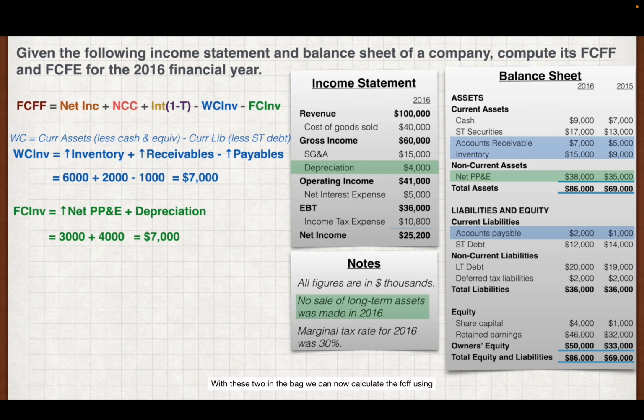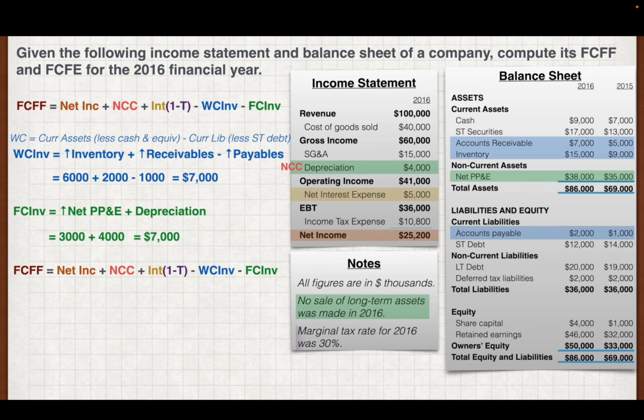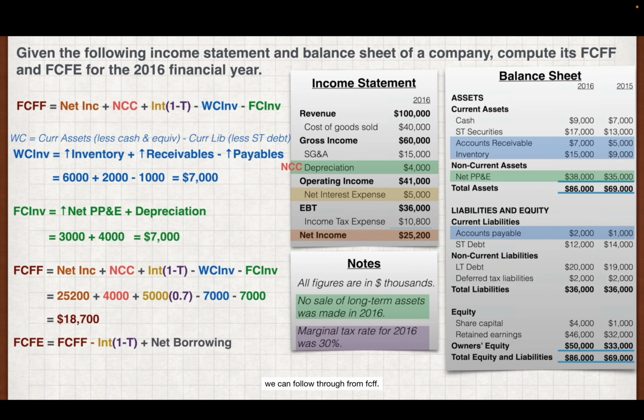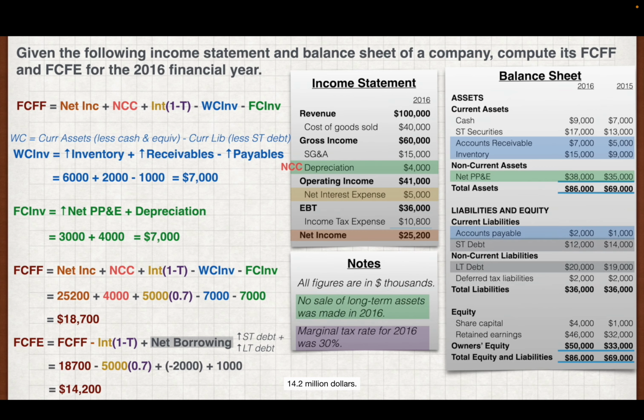With these two in the bag, we can now calculate the FCFF using our formula. Net income is $26 million, and non-cash charges is only the depreciation expense of $4 million. Interest expense of $5 million is reduced by the tax rate of 30% and deduct $14 million for investments. This gives us an FCFF of $18.7 million. And lastly, let's calculate the FCFE, which we can follow through from FCFF. Net borrowing is the increase in short-term and long-term debt for the period. Plug all the figures in, and we get FCFE of $14.2 million.